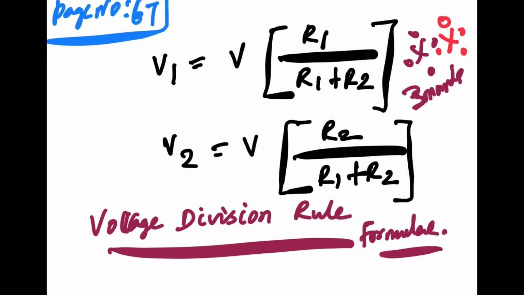V1 is equal to V R1 divided by R1 plus R2. V2 is equal to V into R2 divided by R1 plus R2. That is a 3 mark question possibility. The voltage division rule formula is very important. Kindly read those equations, the V1 and V2 equations. 3 mark questions are asked on that.